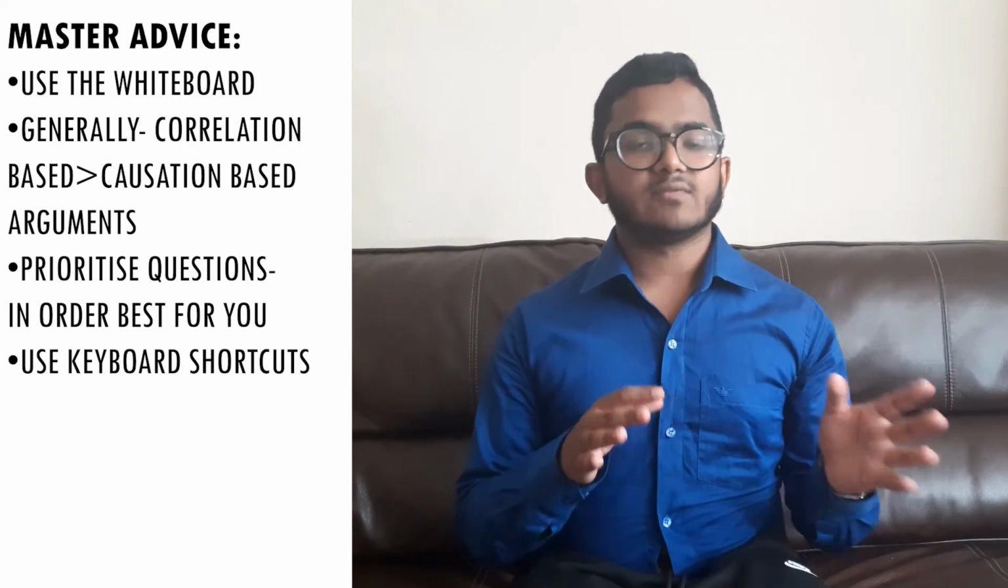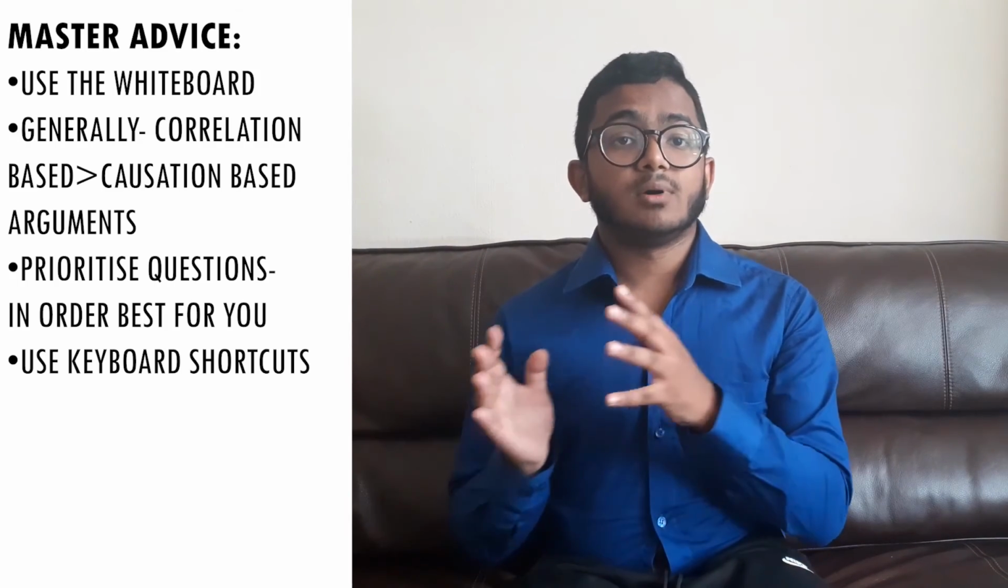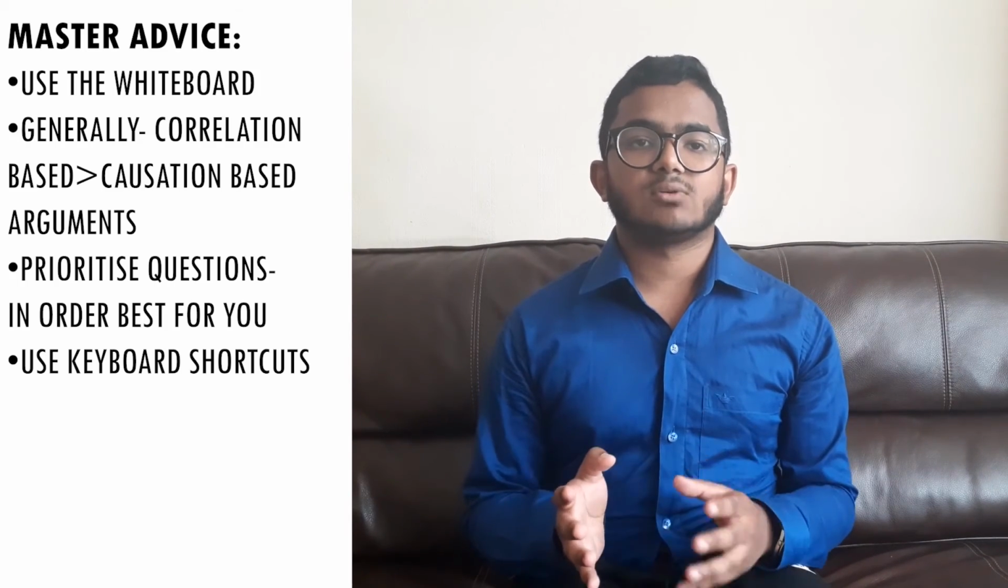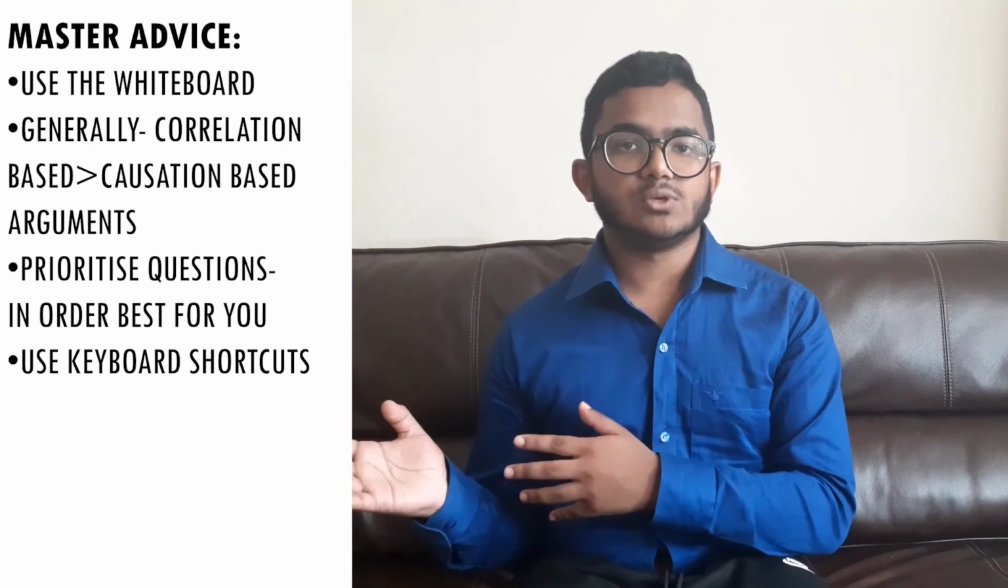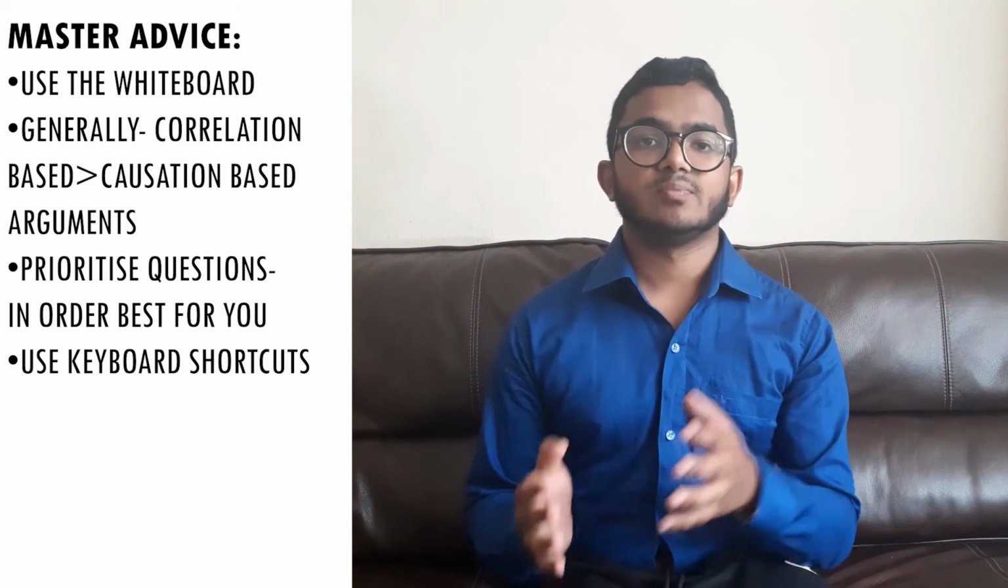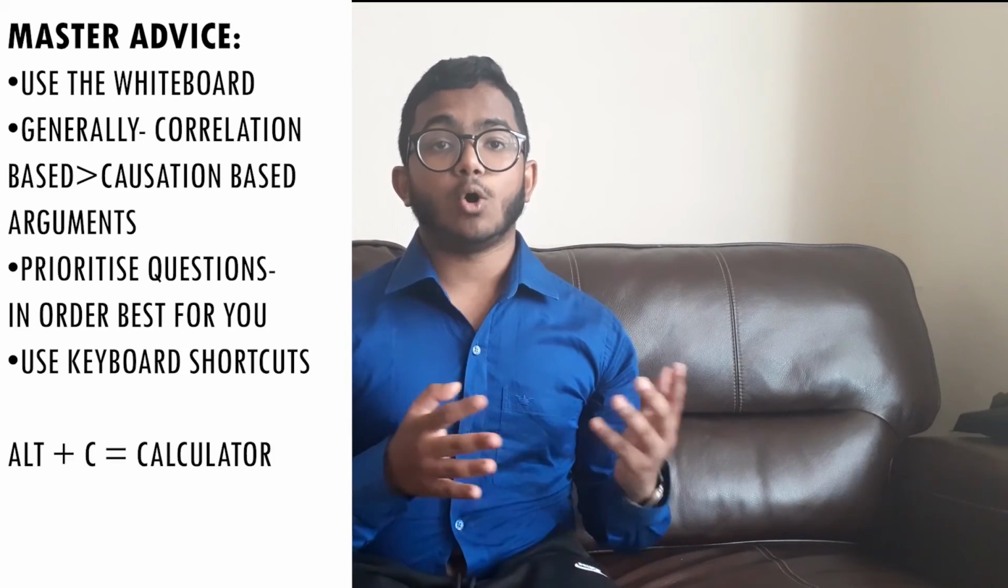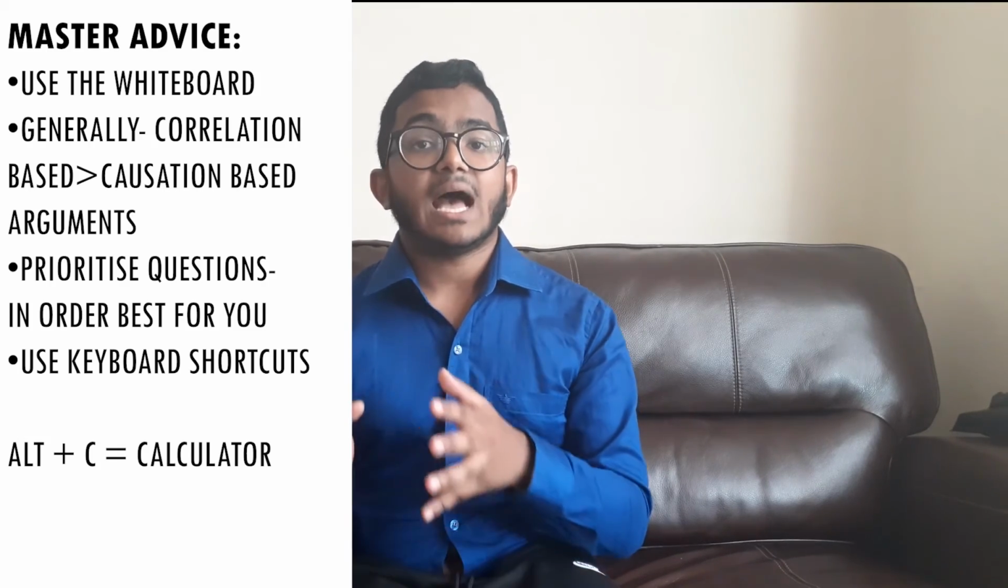The next master tip is to use keyboard shortcuts. Now, I know that I've already mentioned this in the VR video, but for this section, you will have to use the calculator quite a lot, other than QR, which you have to rinse the calculator. The keyboard shortcut for this is Alt plus C simultaneously, and you use the same shortcut if you want to take it off screen.